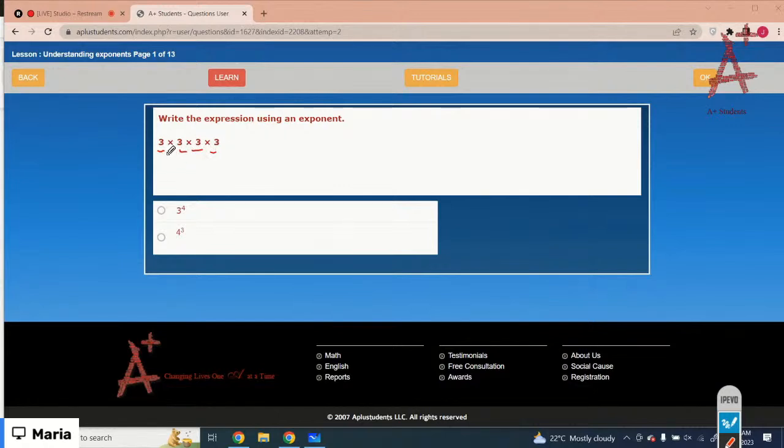3 is multiplying 4 times. So it would be 3 exponent 4. This is the base and this is the exponent. Basically, the exponent tells you how many times you have to multiply the base. The exponent is 4. That means you have to multiply the base 4 times. Yes, very good. It would be 3 exponent 4. Option number 1 is the correct option.